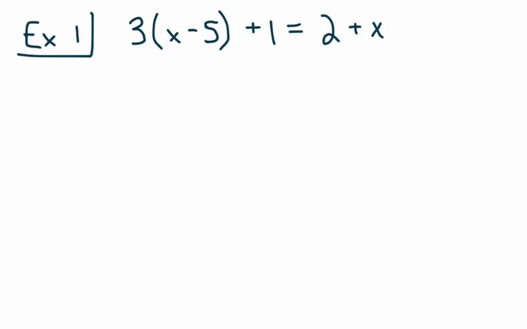Now for our first step, in order to simplify the left side, we need to distribute. We need to get rid of those grouping symbols by distributing. So I'm going to distribute this 3 into the parentheses. So I have 3 times x gives me 3x. Bring down my minus sign. 3 times 5 gives me 15. So that's essentially what distribution means.